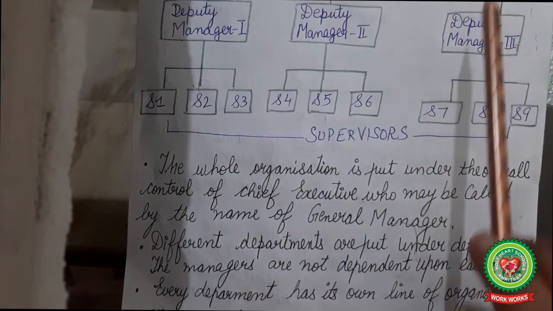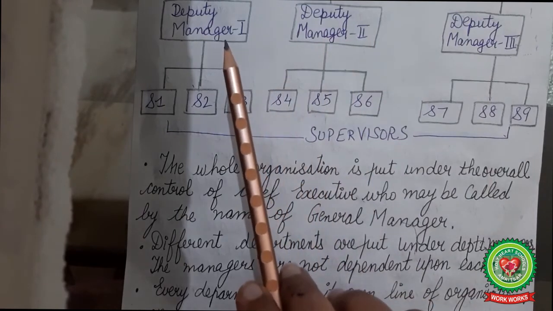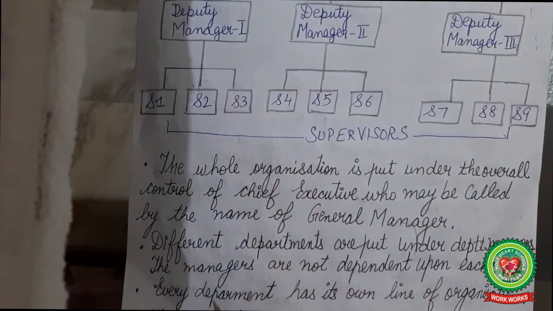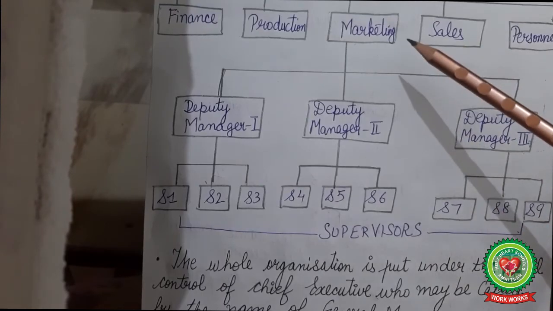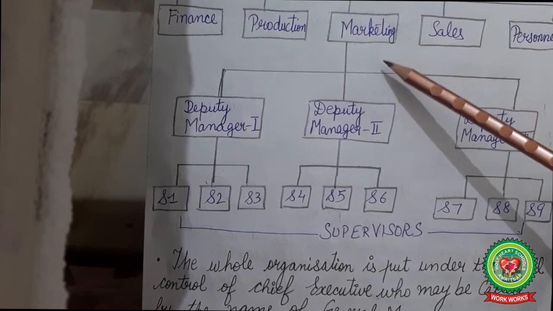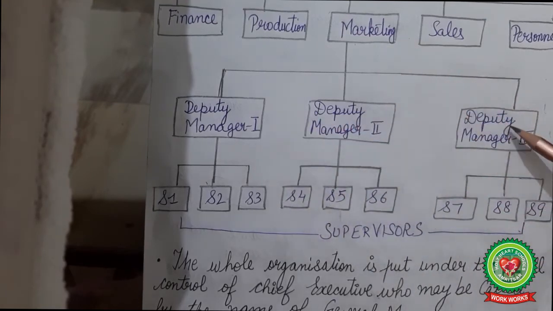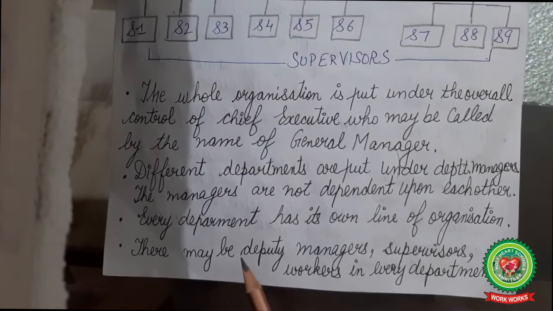Different departments are put under deputy managers, and the managers are not dependent on each other. Every department has its own line of organization. As you can see in the figure, we have only talked about the marketing department, and the marketing department has its own line of organization. So there may be deputy managers, supervisors, workers in every department. So this is an example of departmental line organization.